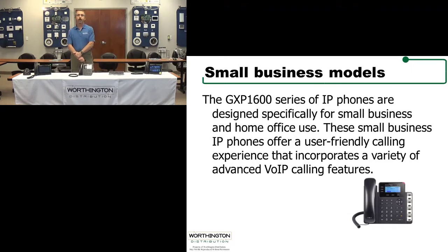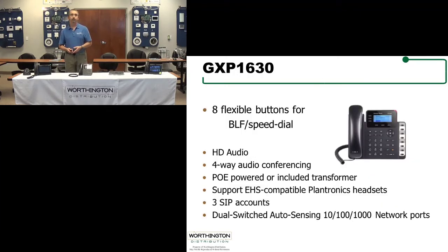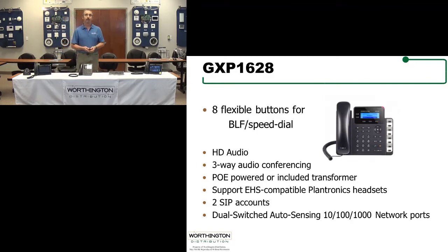There's those small business models, which have fewer features, but can be used in a small business where they don't need a lot of phone features, but are trying to be economical with their phones. That's the 1600 series. The 1630 has 8 flexible buttons. It can only handle 3 SIP accounts, but again, for a small business, it's probably something you're not going to need. It still supports Plantronics headsets. The 1628 is a little bit smaller phone, but it has fewer buttons, but also will support any small business.